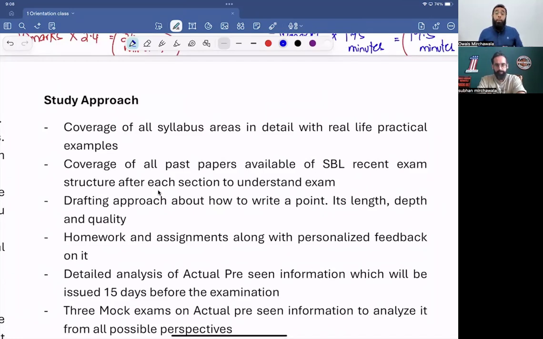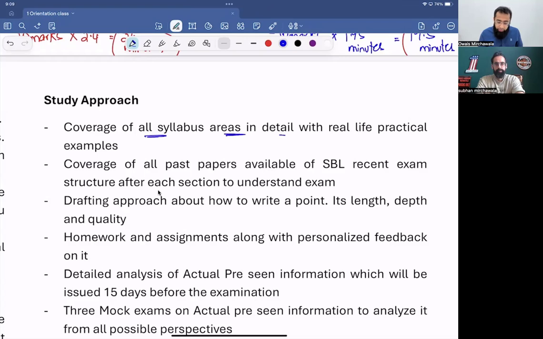Now comes our study approach, that is, how these 2 guys will get you your pass and a nationwide position. Like in every attempt, we get 5,566 nationwide positions from different countries, because we have students in more than 60 countries studying from us. So what is that great study approach which we offer?